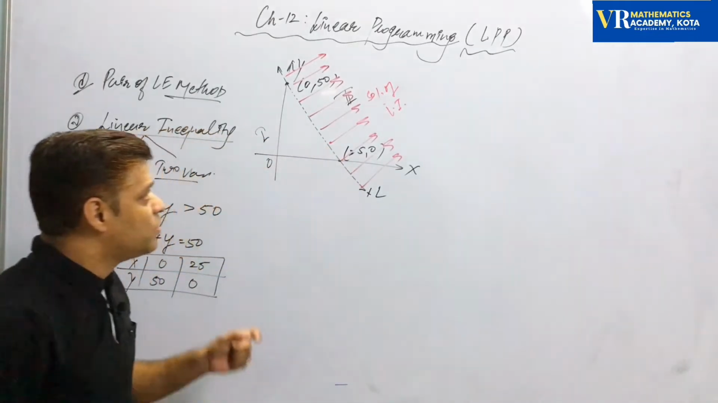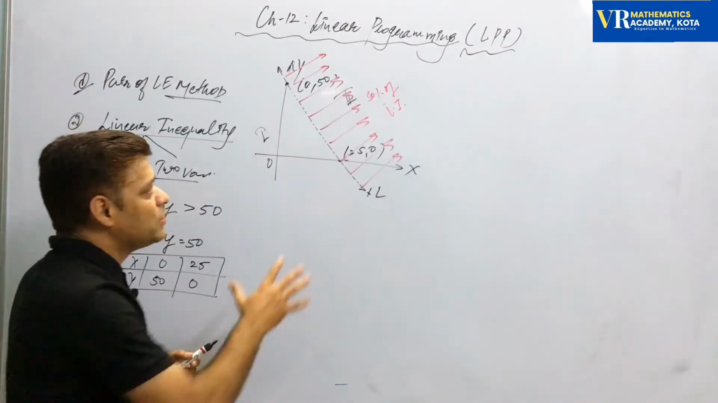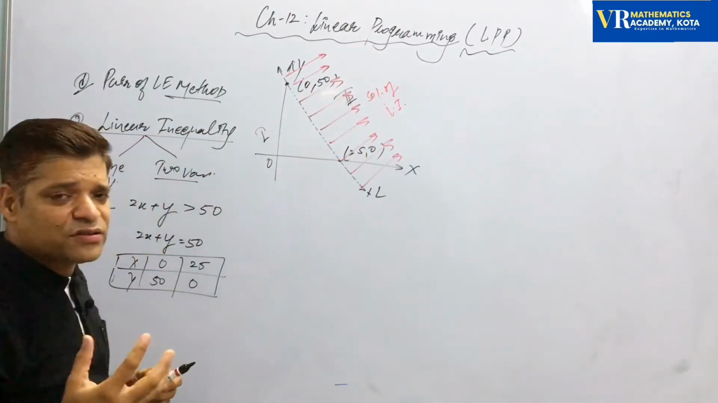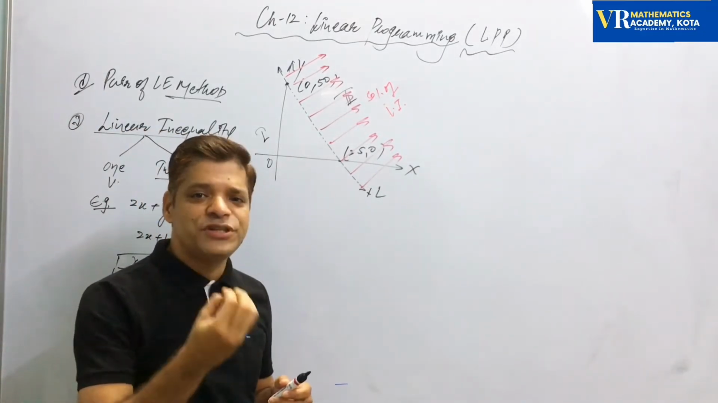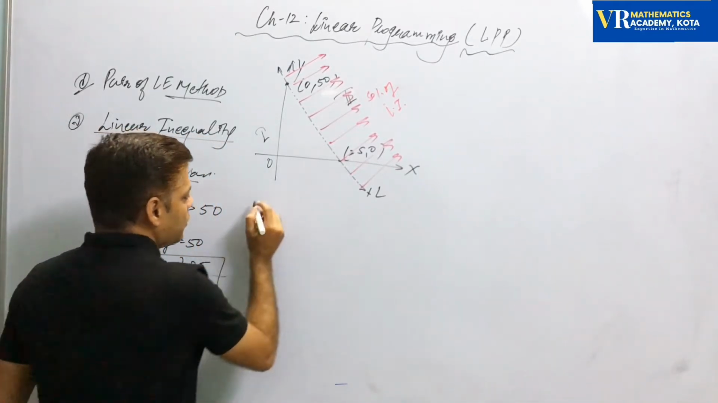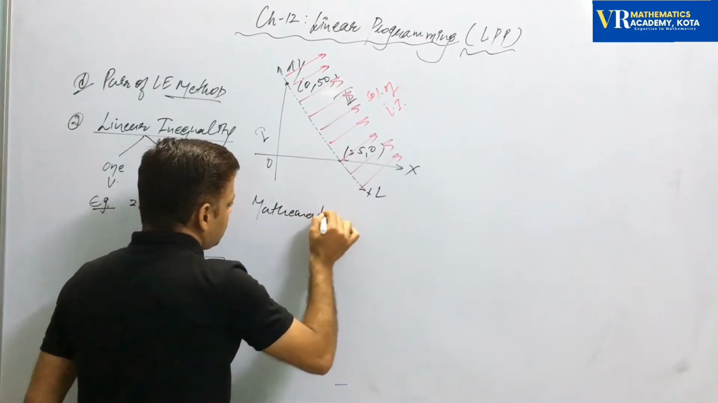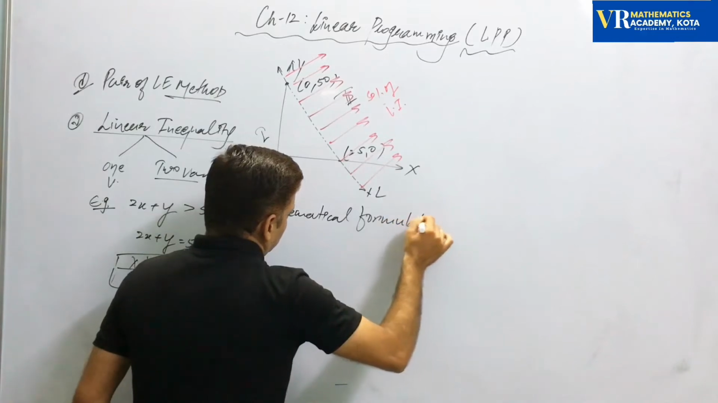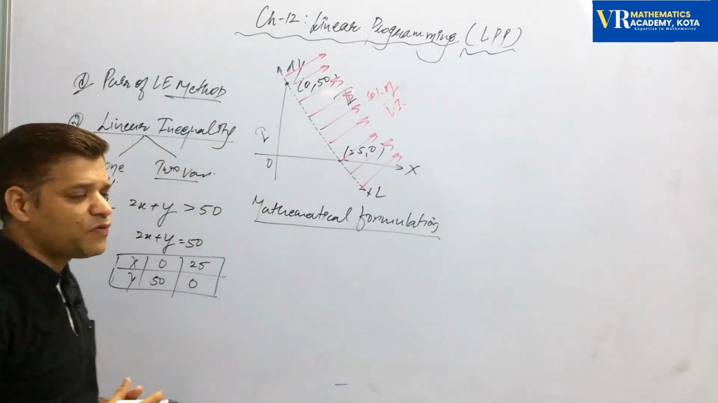Let's see the structure of linear programming problem, that is, how we can define the linear programming problem, which factors will affect the linear programming problem, how we define our objective. So let's see the mathematical formulation of LPP. So what is the mathematical formulation of LPP?